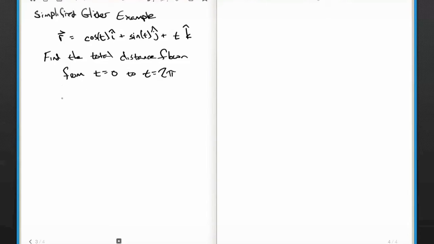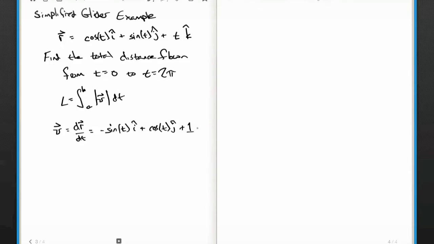Now we know that L equals, what does it equal again? The integral of the magnitude of the velocity vector dt, right? And I know that v equals dr/dt, which in this case equals the derivative of cosine, which is negative sine of t i, and then the derivative of sine is cosine, plus cosine of t j, and the derivative of t is just 1.